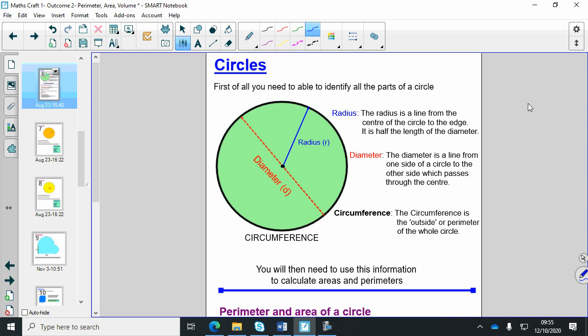And the other special word is the circumference. The circumference is the outside or the perimeter of a whole circle. And the full circle, the green bit, is just going to be the area of the circle. So we've got the radius, we've got the diameter, and we've got the circumference, which is all the way around.